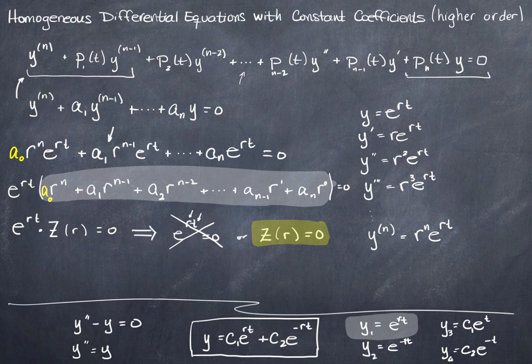Let me try highlighting one more time, and this time I'm going to use yellow. All right, so I've got y equals e to the rt, and I've got z of r equals 0. Those are the sources of my solutions. And we've actually been here before. We didn't have anything this complex, we didn't have this many terms, but we had this thing, I'm just going to go ahead and call it z of r. We called it the characteristic equation, and that's exactly what this is here.